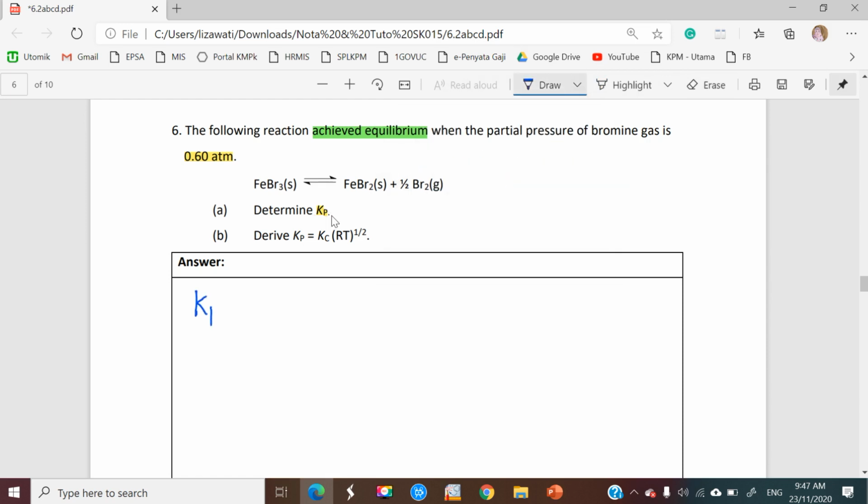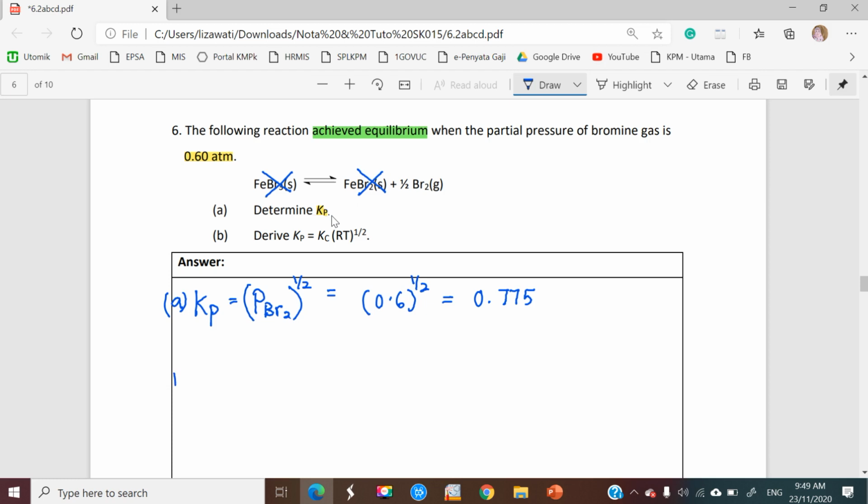Okay, Kp expression. Kp equals, when we refer to this equation, this is a heterogeneous equilibrium. So therefore, solid is not considered in the Kp expression. So therefore, we get the partial pressure of Br2 to the power of half. Alright, next you substitute 0.6 to the power of half. And finally, you will get 0.775 without unit, okay? Right, so this is A.